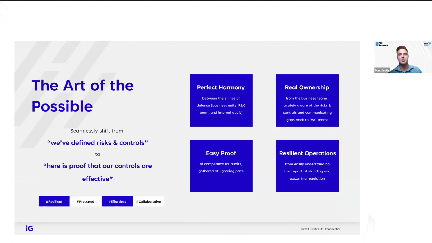So what do we do about this? Or what would the best case scenario look like in handling these changes in the regulatory and compliance environment? So I just want to paint a picture of the art of the possible.